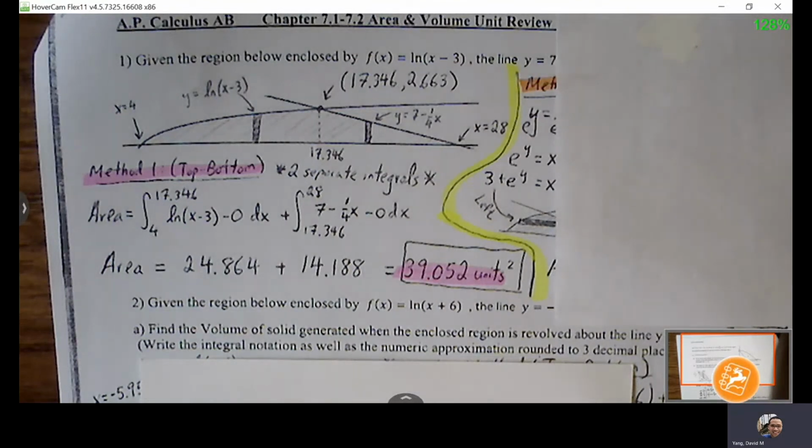Okay, so that's part A. We have to split into two separate integrals. If I want to do right minus left, what adjustment do we have to make? The equation has to be rewritten in a different form, right? What's given to you is great for top minus bottom, but it's not so great for right minus left. So we have to rewrite it, solve for x. And then your bounds have to be changed as well, right? We no longer go from left to right in terms of x. Now you're going to be from bottom to top in terms of y.